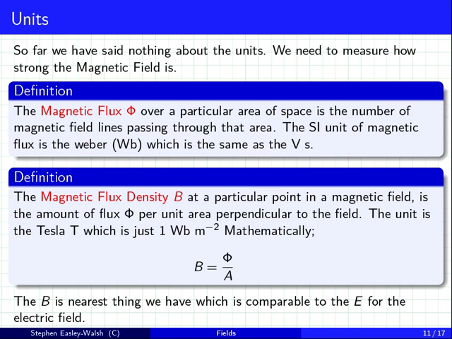The B for the magnetic field is the nearest thing we have to the E for the electric field. It's the most comparable thing to the electric field's E, because it's also a strength. A higher value of B would basically mean a stronger field at that point.